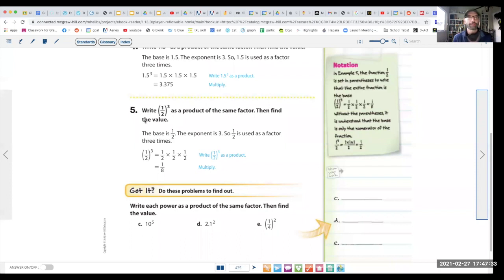So notice how they write this. They write 1/2, they put it in parentheses, to the third power, or cubed. So that means it's going to be 1/2 times 1/2 times 1/2. And of course, you guys remember how you multiply fractions. So you just multiply straight across. So 1 times 1 times 1 is 1. 2 times 2 is 4. Times 2 is 8. So that's why the answer is 1/8. Easy, right? Okay, so let's try C, D, and E.